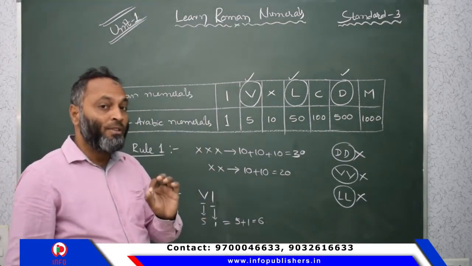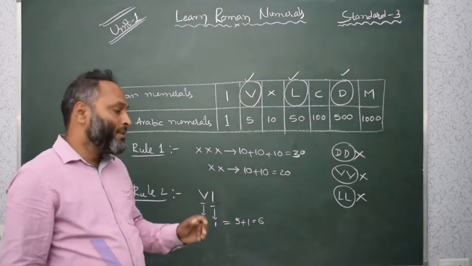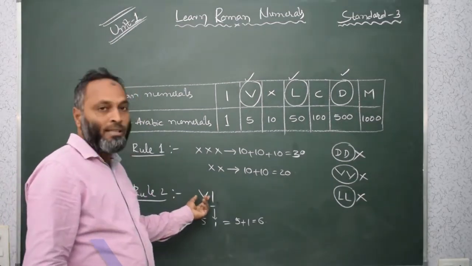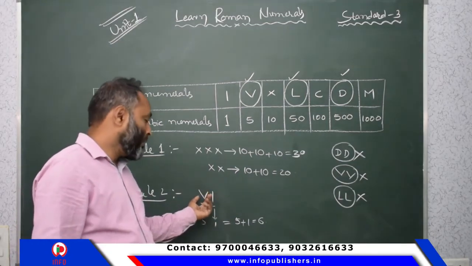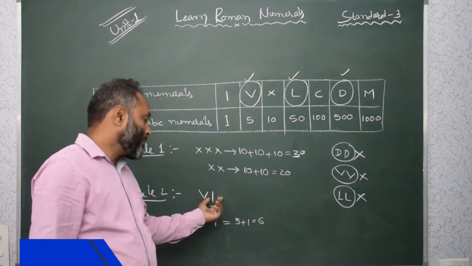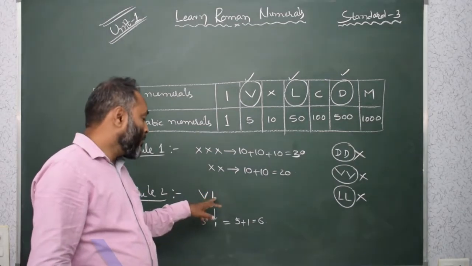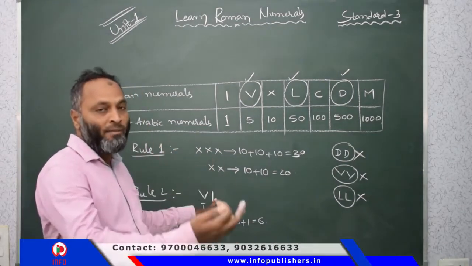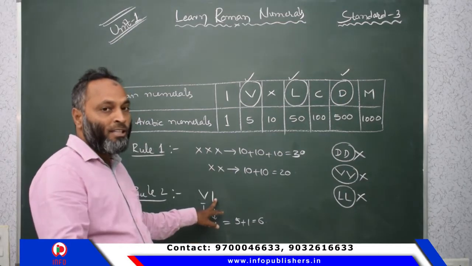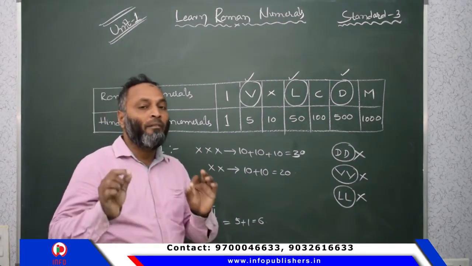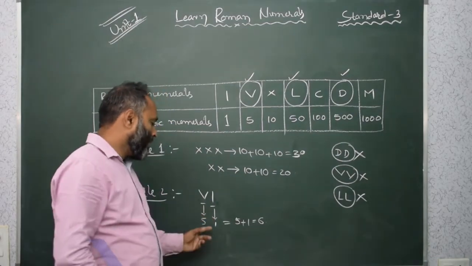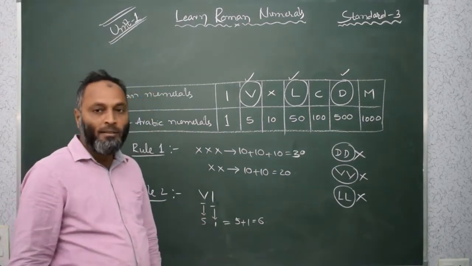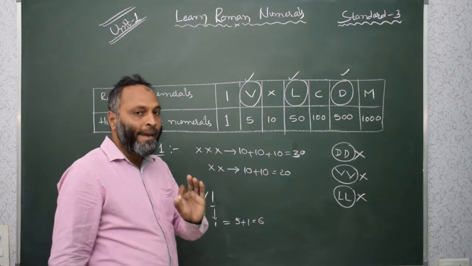What is the representation of 6? Then how to represent 6? Here 5 is a Roman numeral and 1 is another Roman numeral. First is the bigger Roman numeral, and this is the smaller Roman numeral. The smaller Roman numeral is on the right side of the bigger Roman numeral. Whenever the smaller Roman numeral is on the right side of the bigger Roman numeral, then we have to add. We have to add 5 plus 1 is equal to 6. This is the second rule.